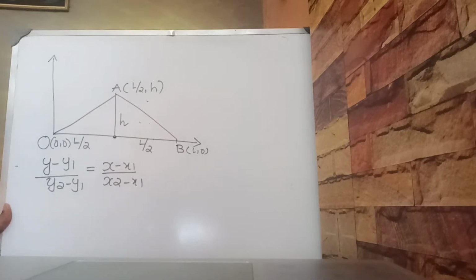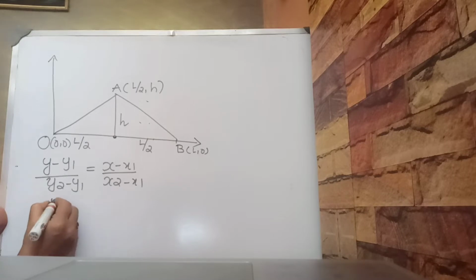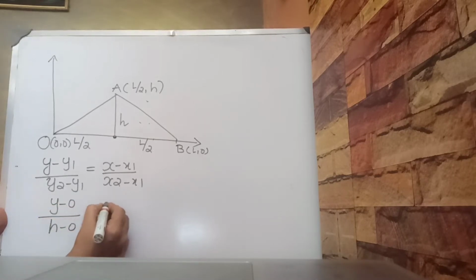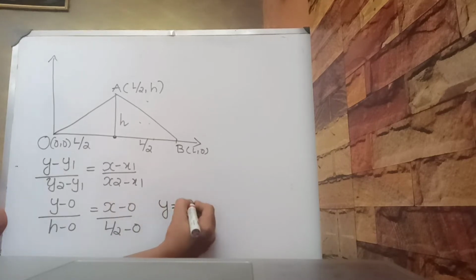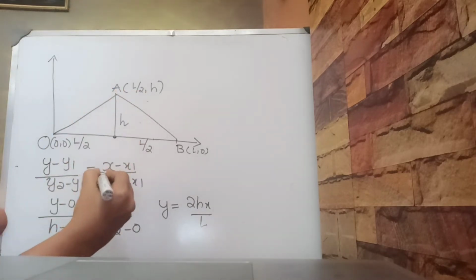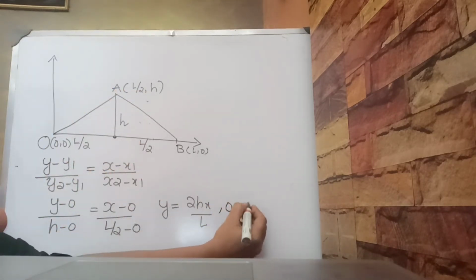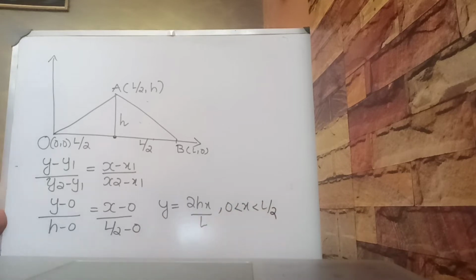So when we substitute the values, we have (y minus 0)/(h minus 0) equal to (x minus 0)/(L/2 minus 0), or when you simplify you get y equal to 2hx/L as the equation of OA, where 0 less than x less than L/2. X varies from 0 to L/2 in the case of the equation of OA.